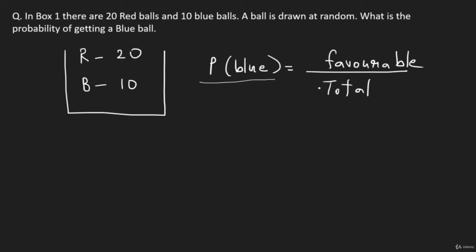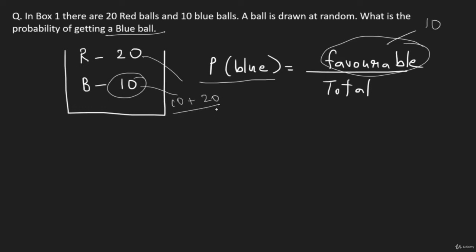Now in this case, how many favorable events are there? You could be picking any of these 10 balls, right? You would get a blue ball out. Therefore, the favorable events are 10. And what is the total number of events possible? You could be picking any of these 10 plus 20, that's 30 balls. So 10 plus 20 is the total number of events that are possible.